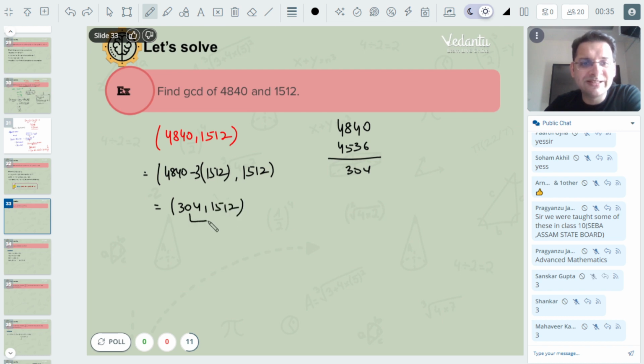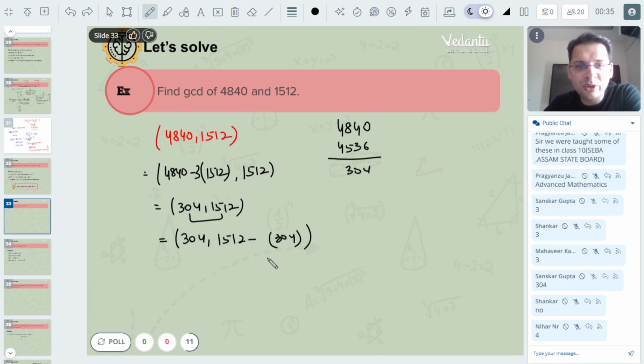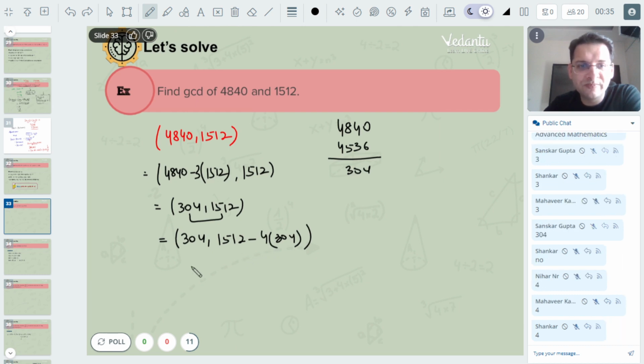And clearly this is a multiple. 1512 is a multiple of 304. So GCD, is it? No. Oh, sorry, it is not a multiple. I thought it is 1216. So again, we'll keep smaller number as it is. 1512 minus what times 304, guys? So 4 times 304. So 1512 minus 1216. It is going to be 296.